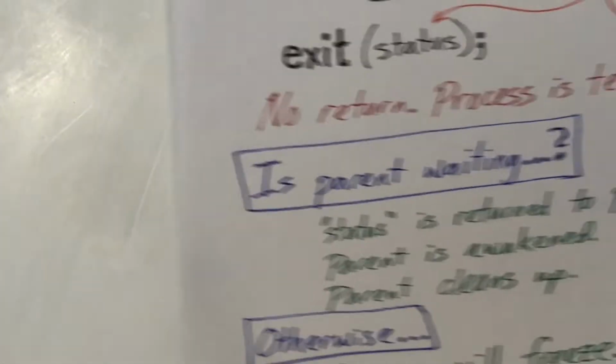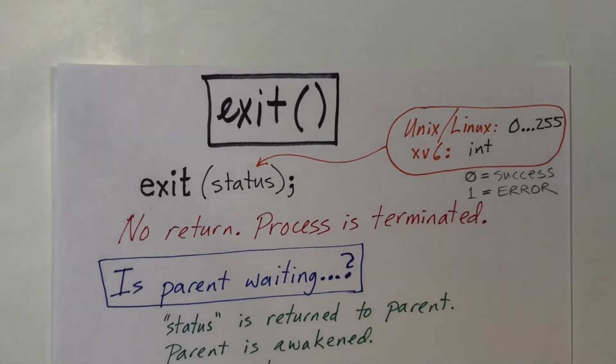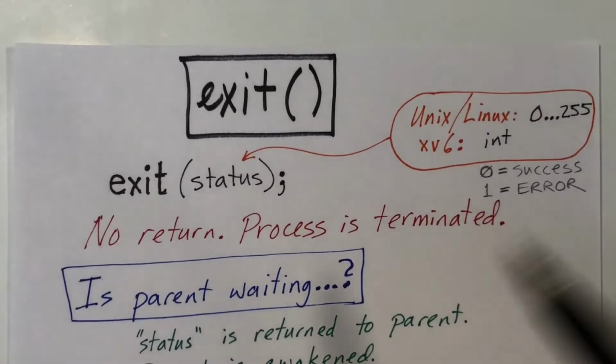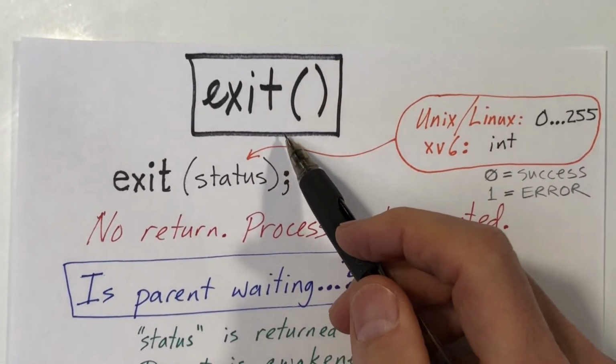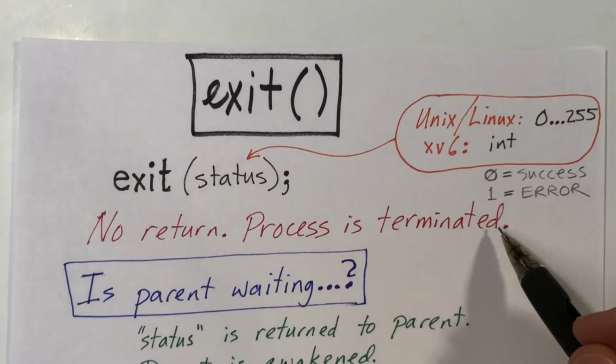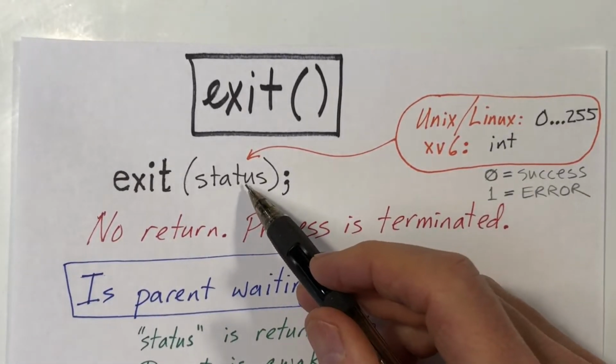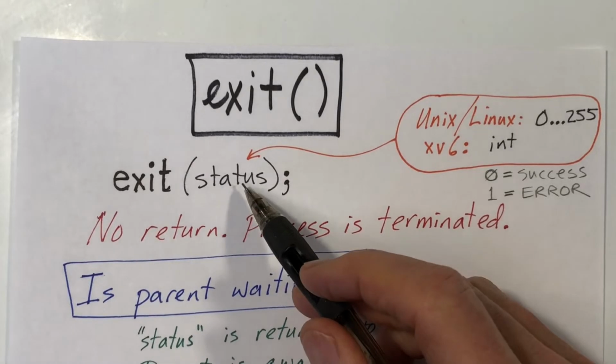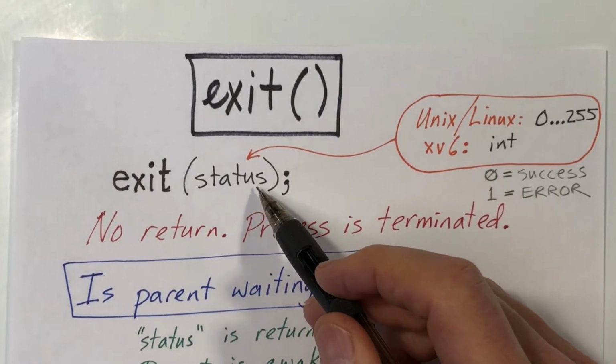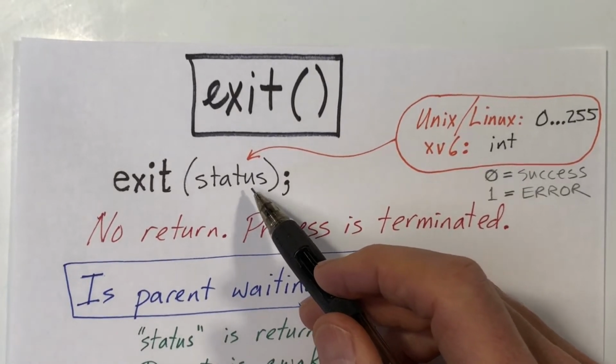Let's begin by reviewing the exit system call. As I'm sure you remember, there is no return. Exit is used to terminate a process. And we provide the exit status as a value to the exit, and that is returned to some other process.